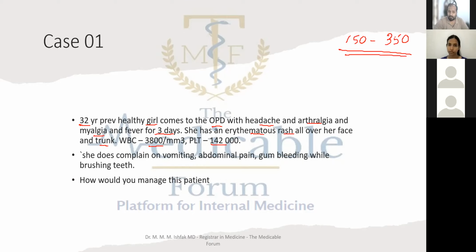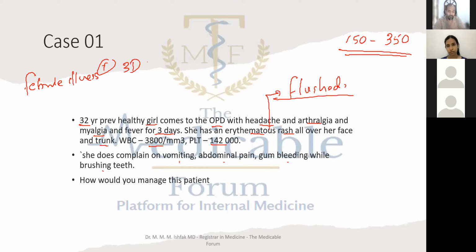Now she does complain of vomiting, abdominal pain, and gum bleeding while brushing her teeth. How would you manage this patient? So now the patient is having a febrile illness for 3 days, and she has the typical symptoms of dengue like headache, arthralgia, myalgia, and this erythematous rash. The patient is basically flushed. The patient is so red, she would look like a tomato, right? So the patient is flushed.